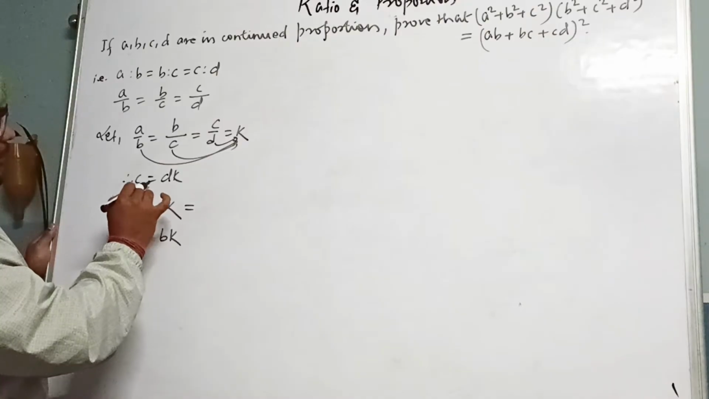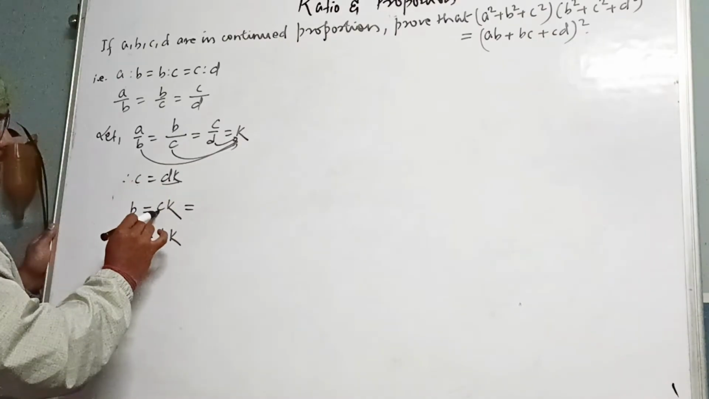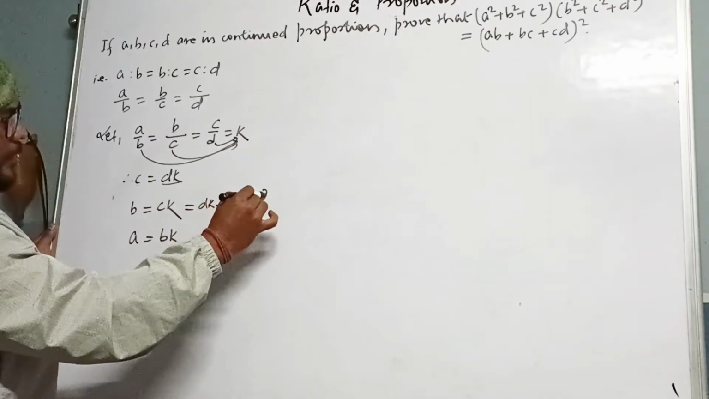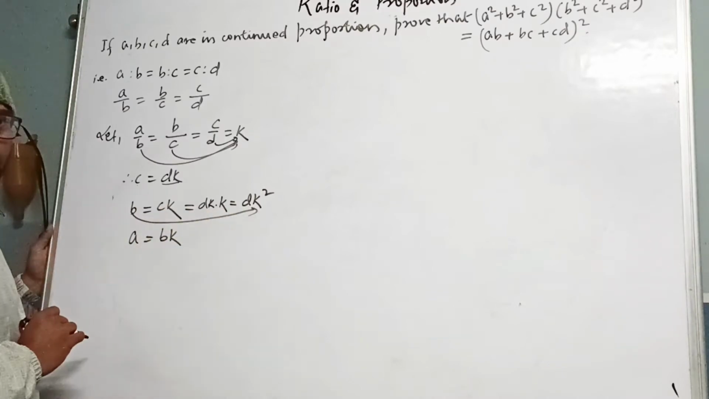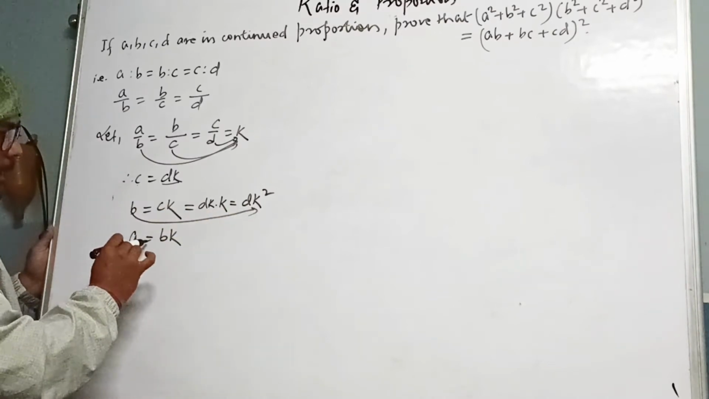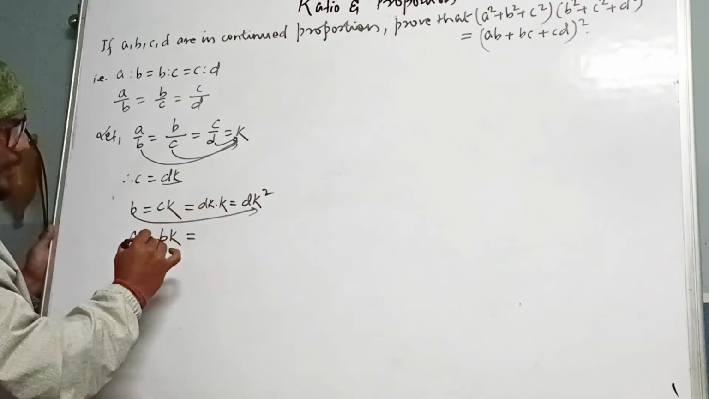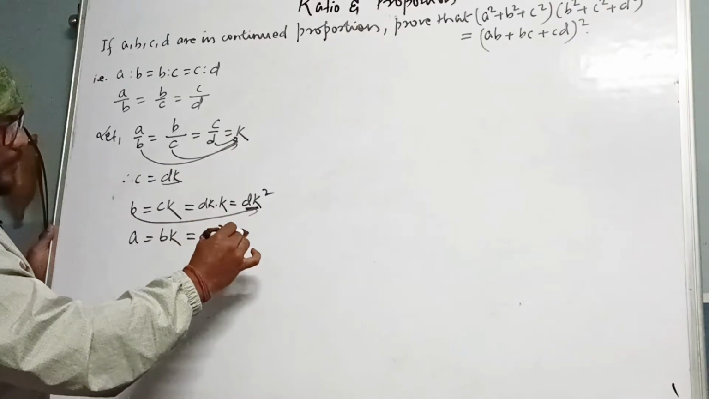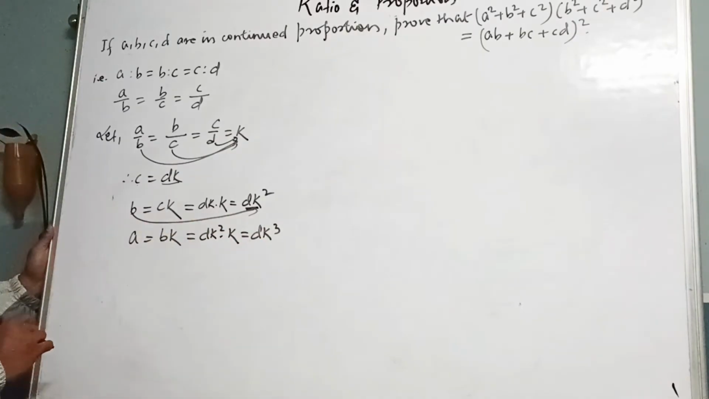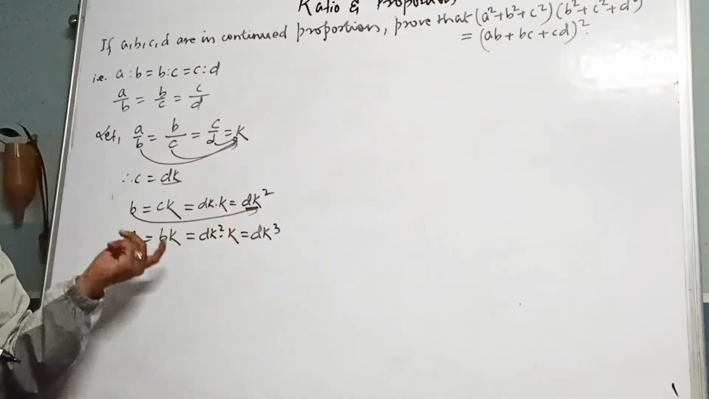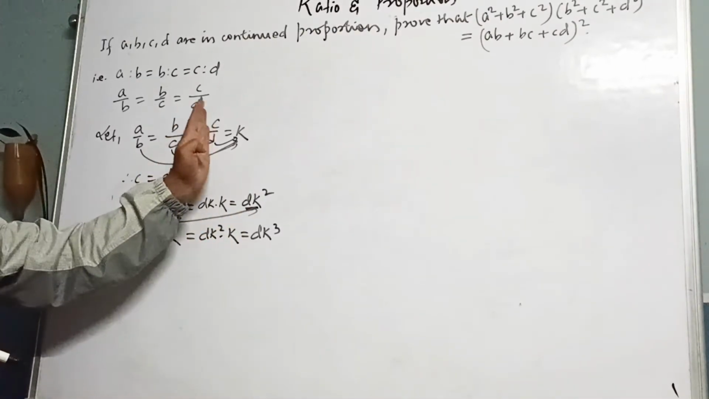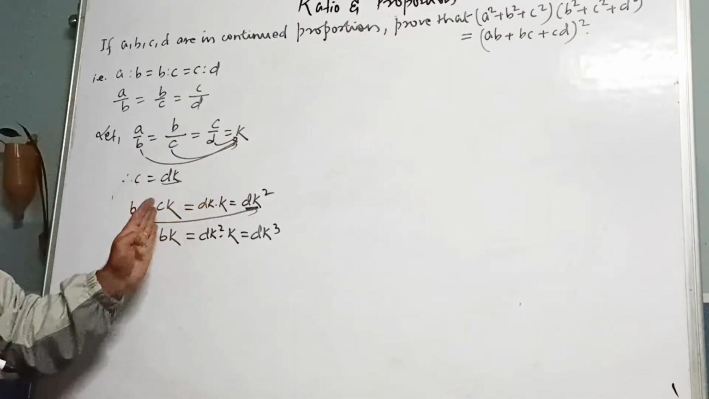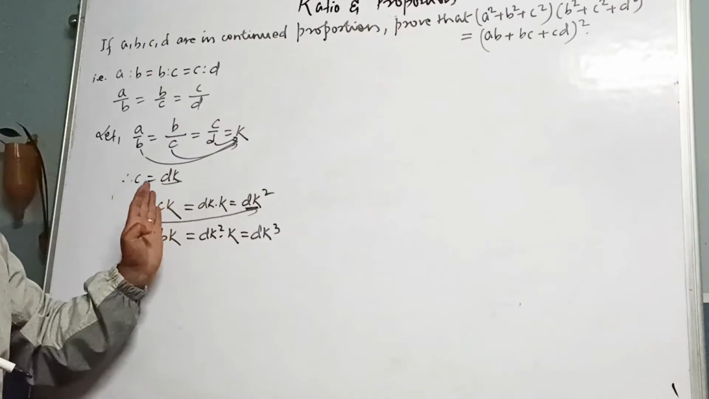Now in the second step, what you are supposed to do? Here already C has the value DK. In the place of C in B, just replace it. So you will get the value of B as DK square. In the last term, A equals BK, in place of B you just substitute DK square. So you will get the value as DK cube. So these are the very important steps you must know. First of all, you write from the back side C equals DK, B equals CK, and A equals BK. And after that, you substitute the values of B and C.